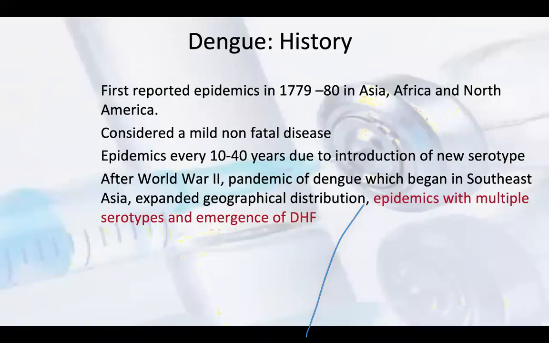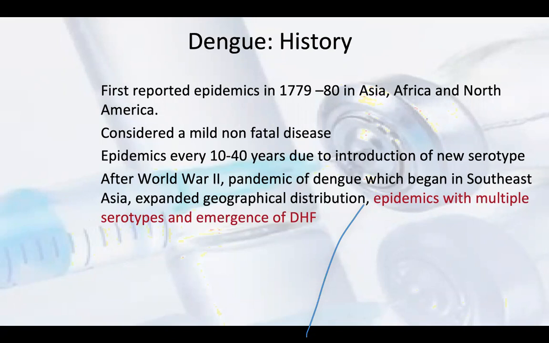If we go to the history of dengue fever, the first reported epidemics were in 1779-80 in Asia, Africa, and North America. It is not an early disease, it is from older days that this disease has spread. We think in 2005 that it is a new disease. No, it is not a new disease. It is from history. It was considered a mild, non-fatal disease. Earlier it was thought that there would be epidemics every 10 to 40 years due to the introduction of new serotypes.